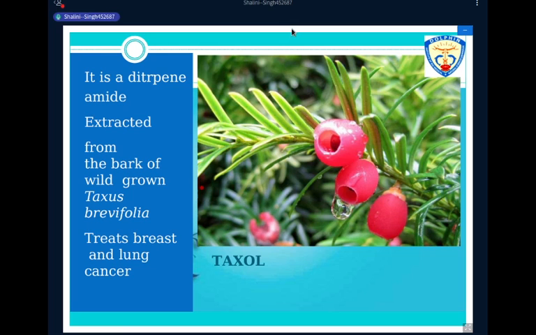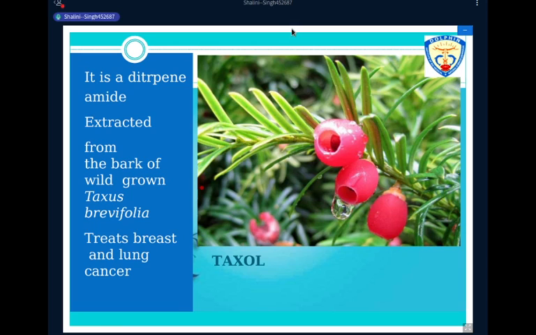And next example is Taxol. Taxol is a diterpene amide. It is extracted from the bark of wild-grown Taxus brevifolia, and it treats breast and lung cancer. It is related to Taxus baccata, and is known as Pacific yew tree.